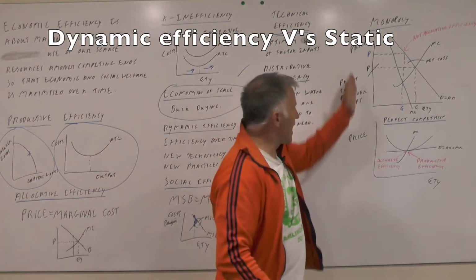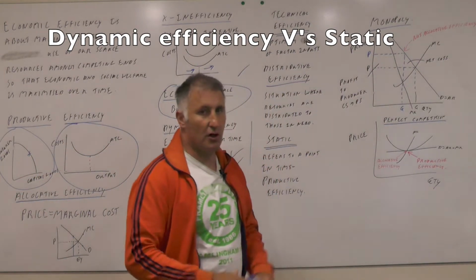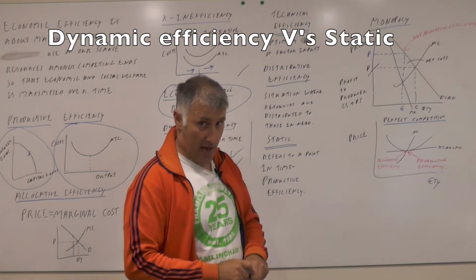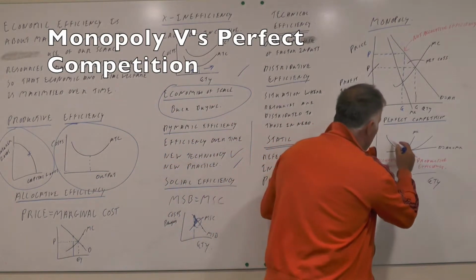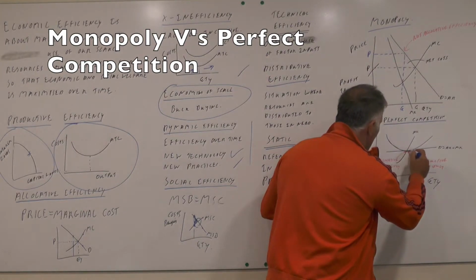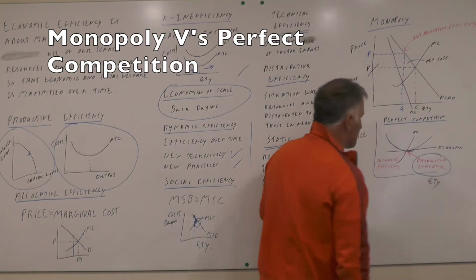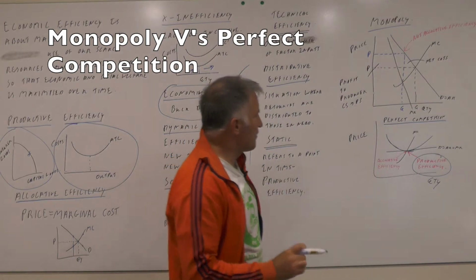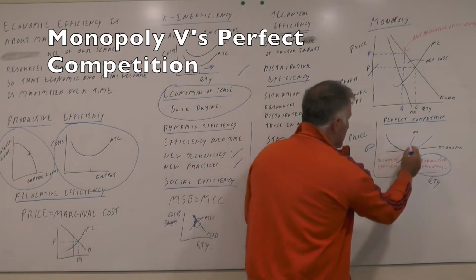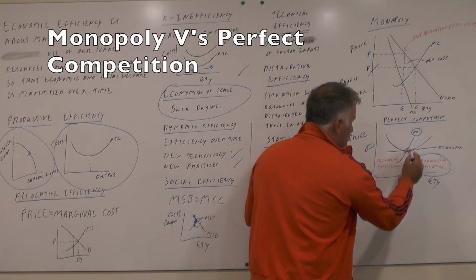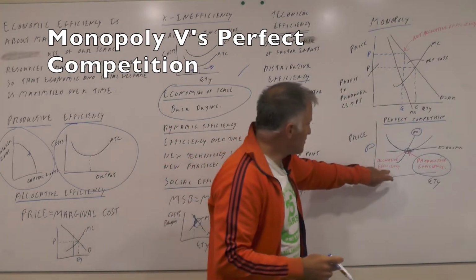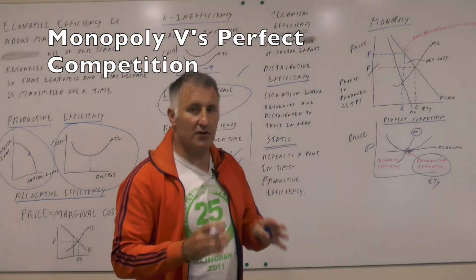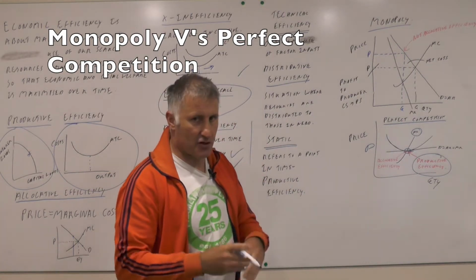If we move over here now, we have a monopoly and a perfect competition. You will not understand these diagrams yet. However, please note, in perfect competition, we produce at the bottom of the ATC line. So we are productively efficient. We also produce at the point where price is equal to marginal cost, which is there. Both those points coincide with each other. So in perfect competition, we are allocatively efficient and we are productively efficient.